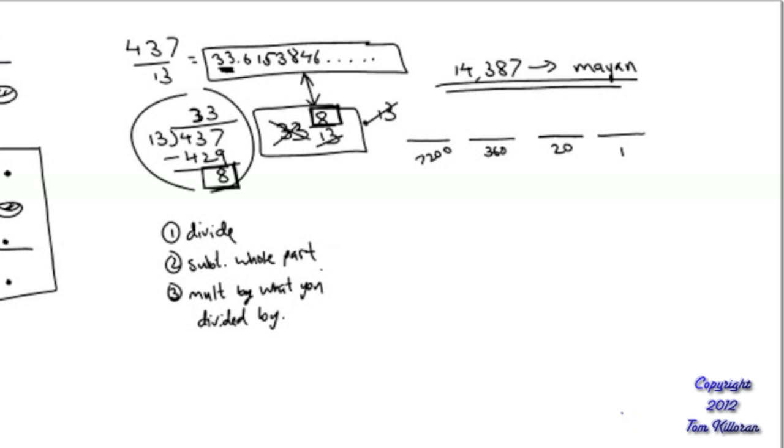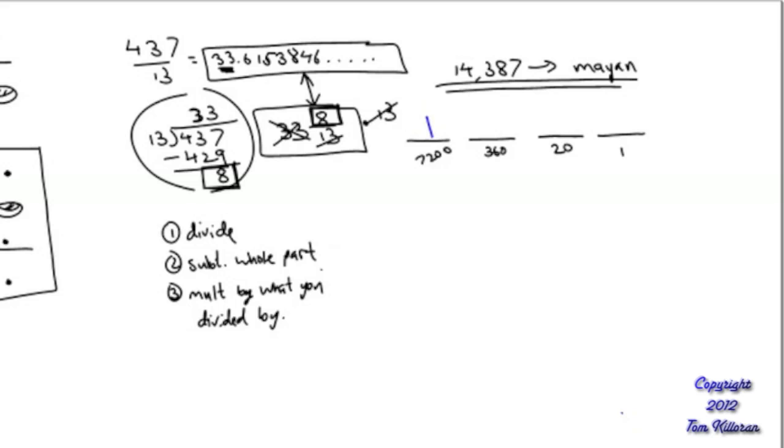The first thing you're going to do is 14,387, and you're going to divide it by 7,200. So 14,387 divided by 7,200. Hit equals, and you get 1.999. We don't care about that. All we care about is 1.